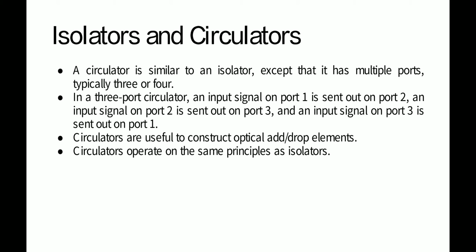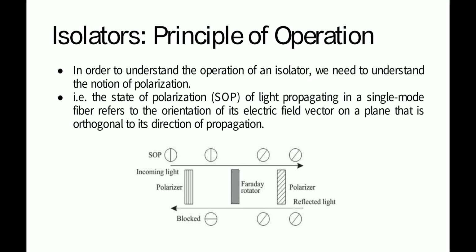Circulators operate on the same principle as isolators. So how does it circulate, or how do isolators isolate the power? In order to understand the operation of an isolator, we need to understand the notion of polarization. This we have also completed in MAR. If you remember, we have plane of polarization which is rotated. The state of polarization of light propagating in single mode fiber refers to the orientation of its electric field vector on a plane that is orthogonal to its direction of propagation.